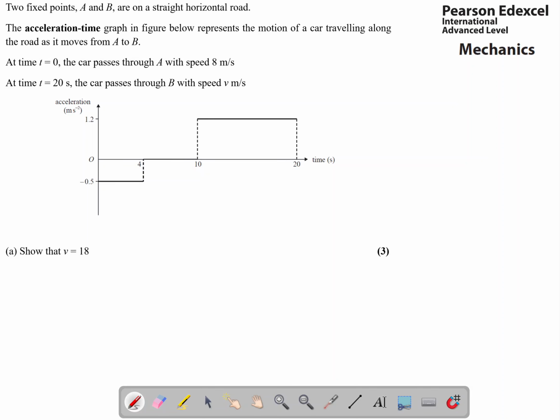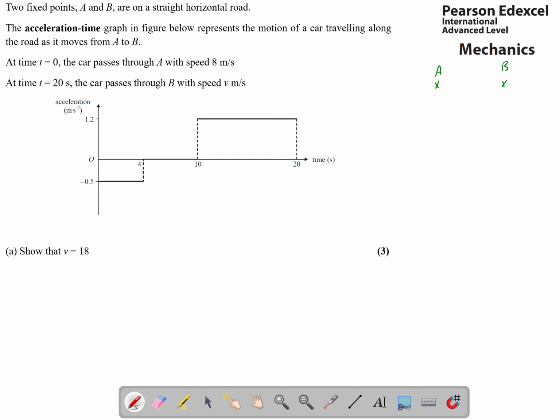Two fixed points, A and B, are on a straight horizontal road. Okay, we have point A and point B. The acceleration time graph in the figure below represents the motion of the car traveling along the road as it moves from A to B. Okay, this is our acceleration time graph.